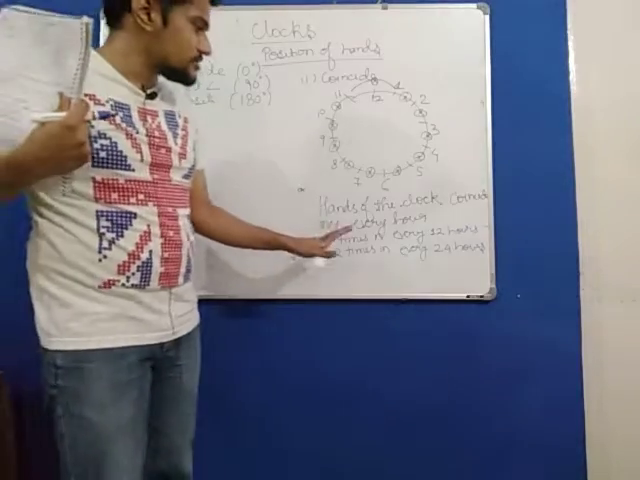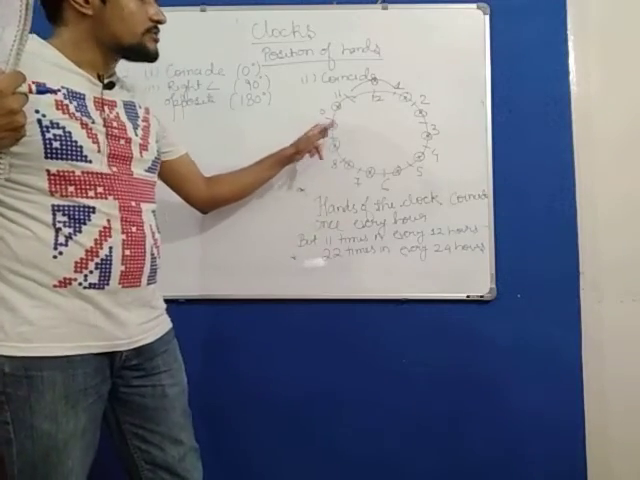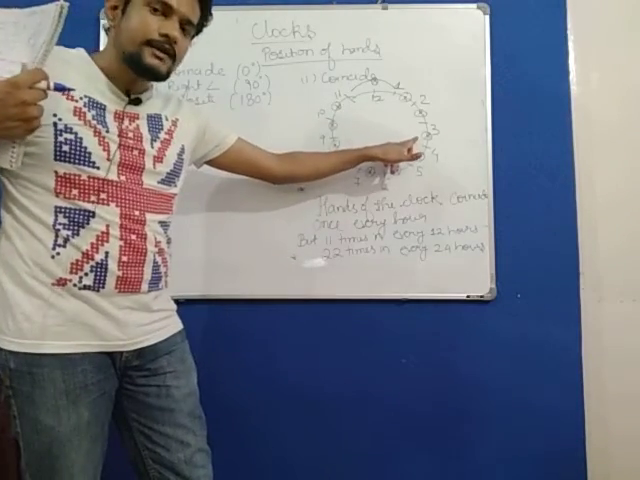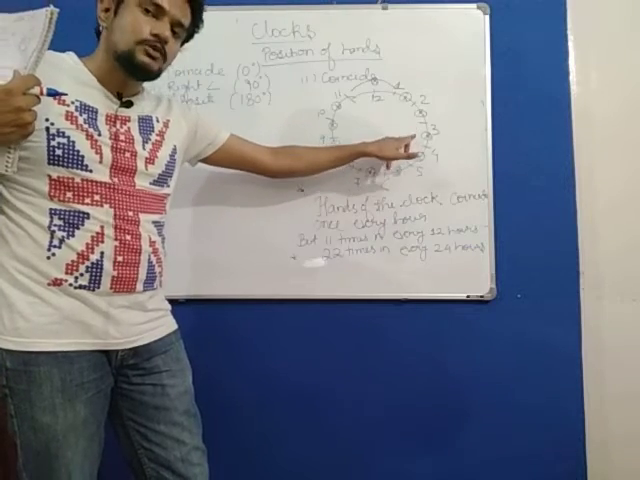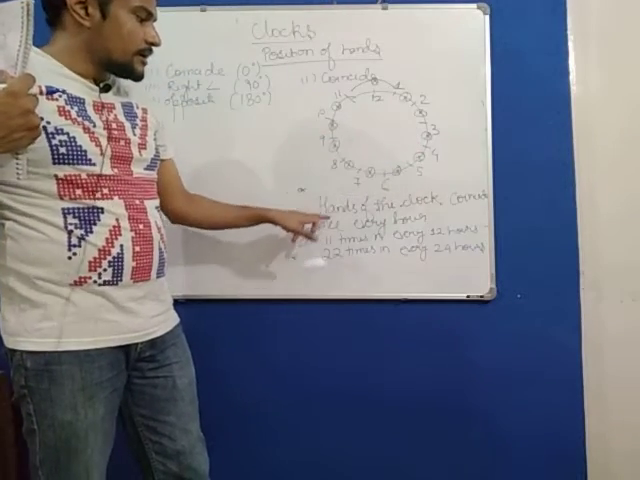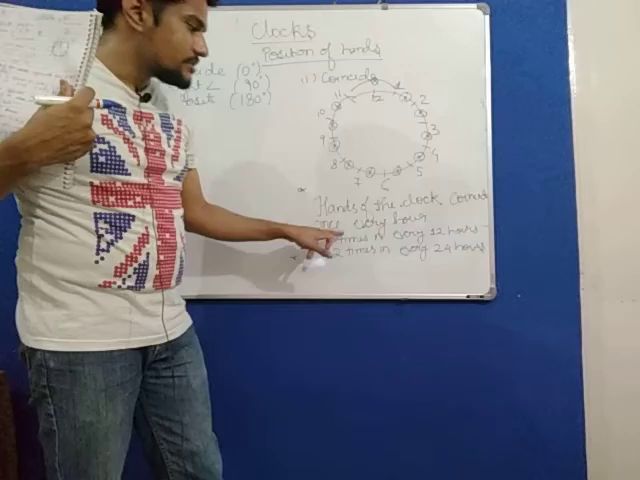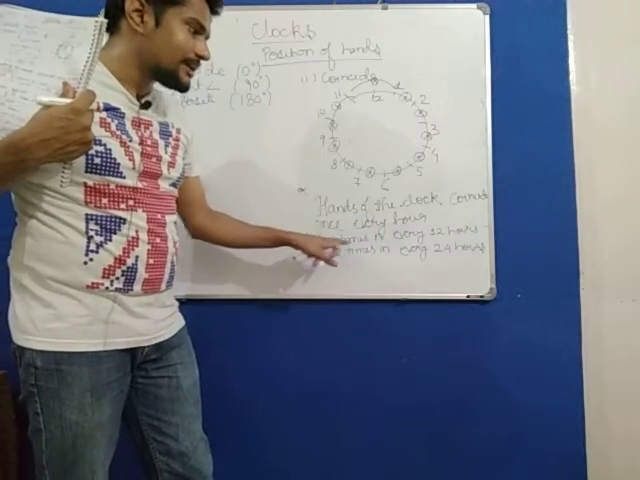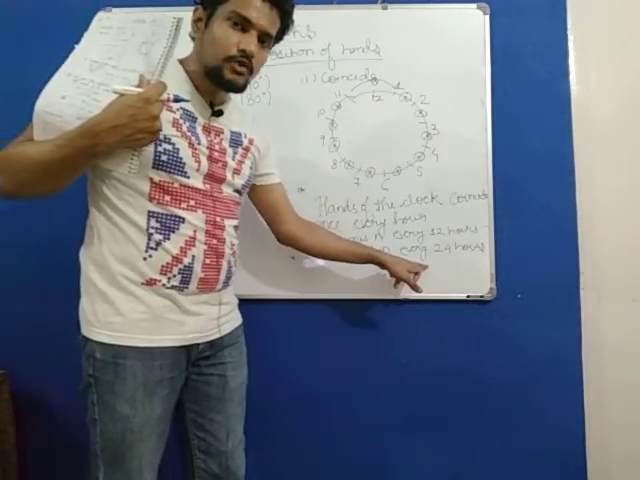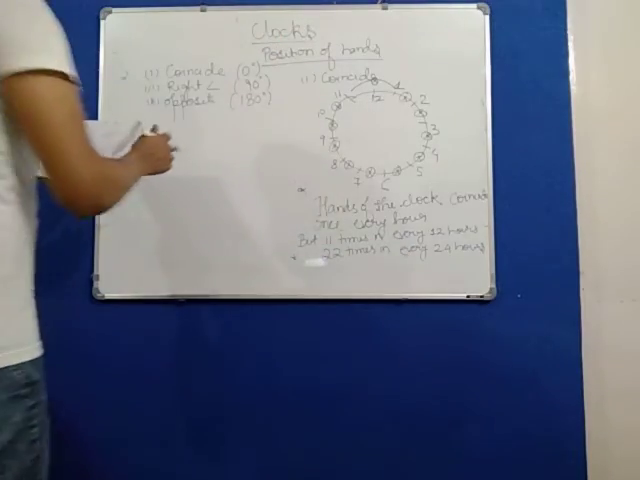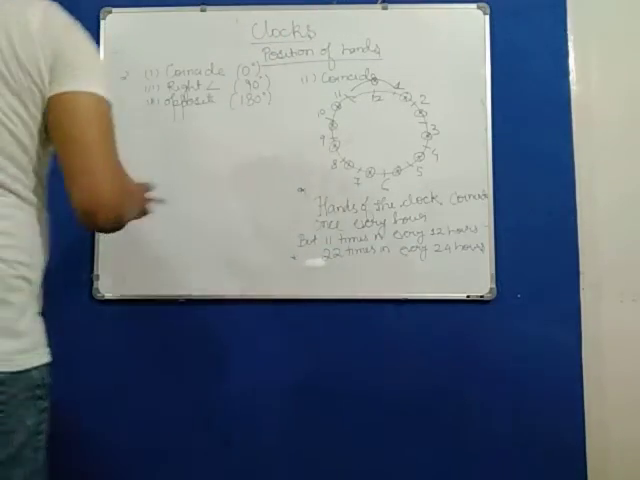Now I hope this concept is clear. Every cross represents one time that the hour and the minute hand will coincide between those two time intervals. The hands of the clock will coincide once every hour, but 11 times in every 12 hours and 22 times in every 24 hours. Now let us do a question relating to this.